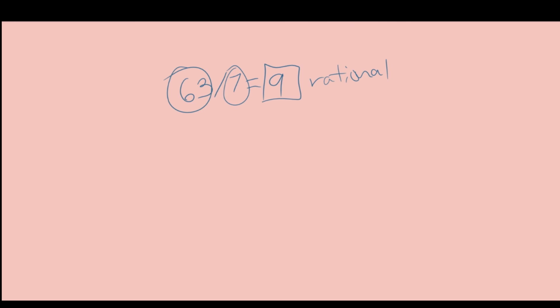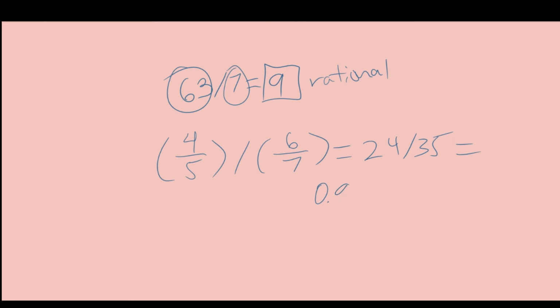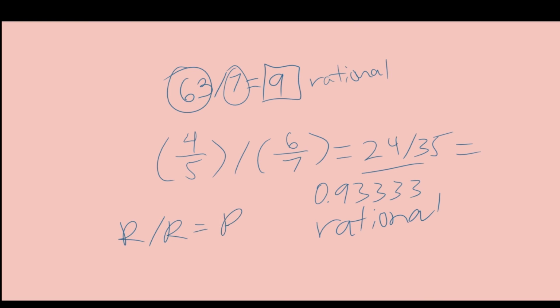And then that's the same case if we use something like fractions. So 4/5, integer over integer, that's going to be rational. Divide this by, let's say, 6/7. And then we're going to get, that's the same as 24 over 35, which is the same as 0.93333. That's repeating. So since it repeats, we can say that this is rational. So now we know that a rational divided by a rational will always be rational.